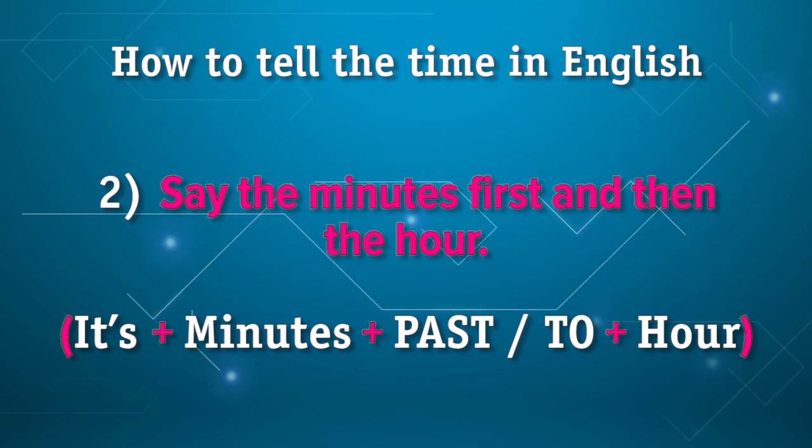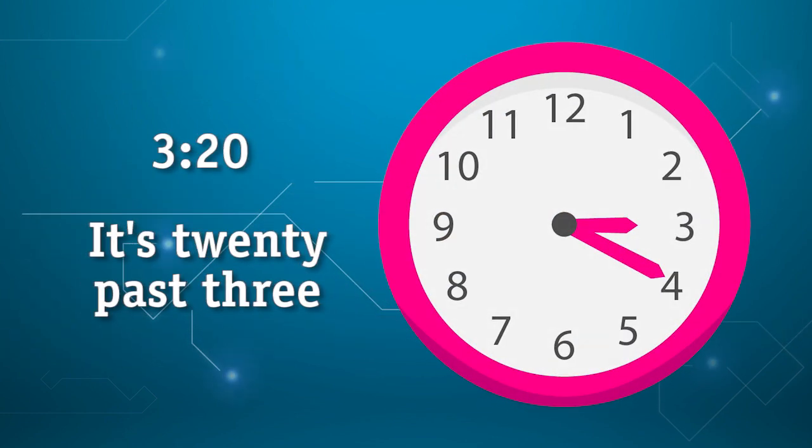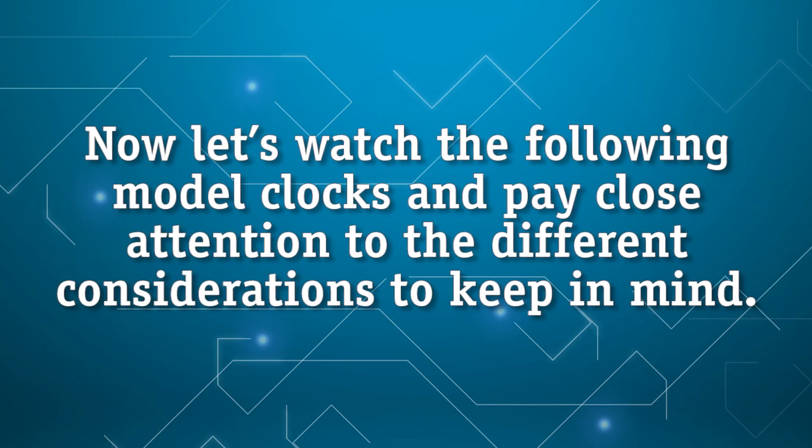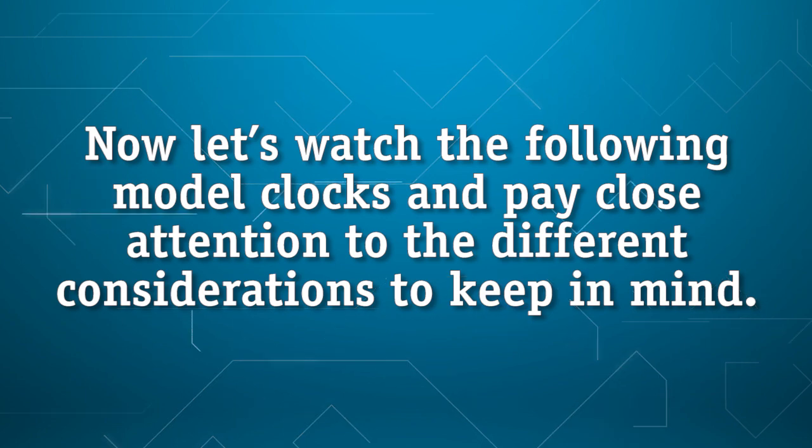2. Say the minutes first and then the hour. It's minutes past hour. For example, it's 20 past 3. Now, let's watch the following model clocks and pay close attention to some considerations to keep in mind.